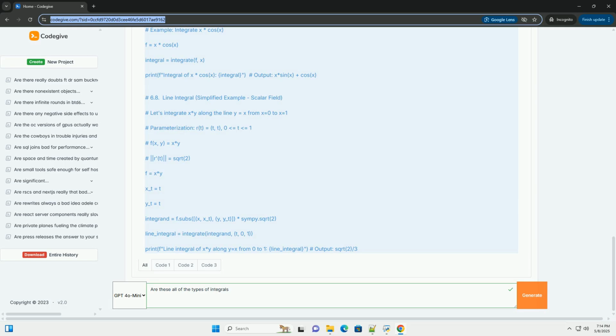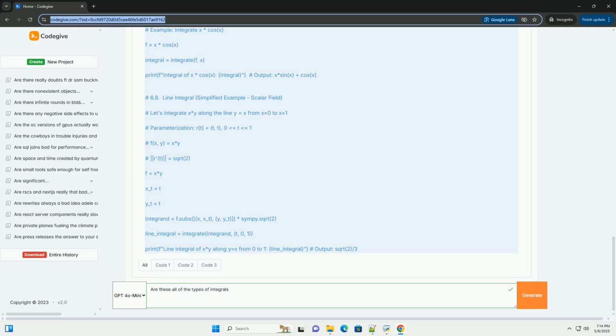A quick review. Integration is a fundamental concept in calculus that essentially reverses the process of differentiation. It's a way to find the area under a curve, accumulate quantities, and solve various problems in physics, engineering, statistics, and many other fields. The basic idea is to divide a region into infinitely small pieces and sum them up.